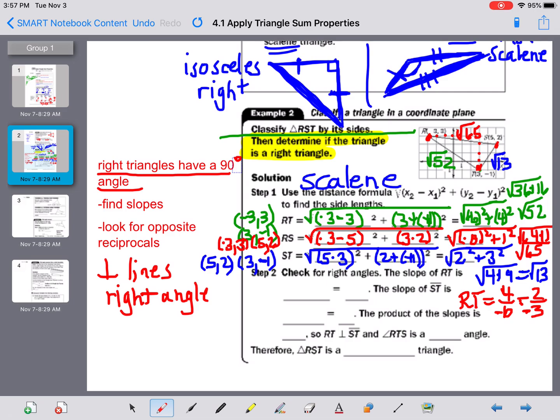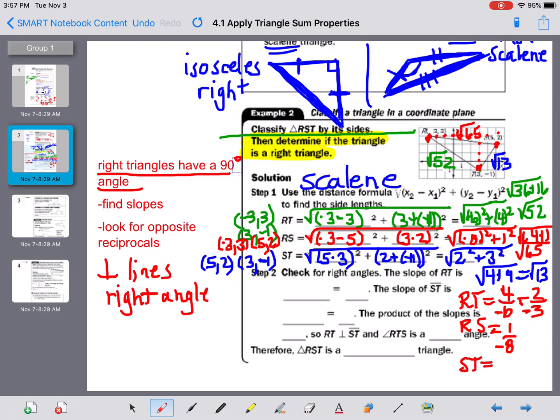Okay, let's go to RS next. So from R to S, I count up 1, that's positive, and I count left 1, 2, 3, 4, 5, 6, 7, 8. I get negative 1/8 when I go left, that's a negative. Okay, can't reduce, so I'm good. I have one more to do, ST.